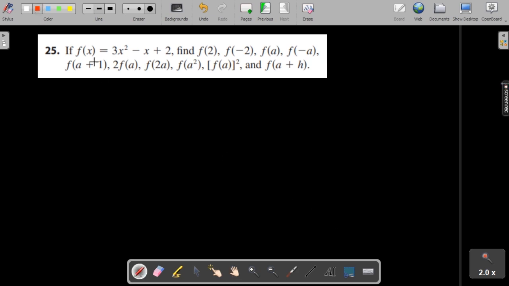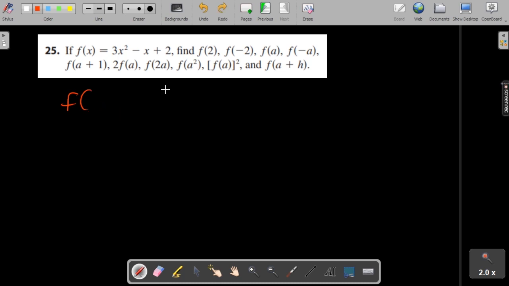So we're given a function 3x squared minus x plus 2, and we're also to find f of 2 and so on. With each of these we're just going to replace wherever we see x with each of the terms which are in the brackets. So with any other function or any other case, if you're asked to find f of whatever this is, in place of the variable which the function is based on, you're just going to substitute whatever's in there.